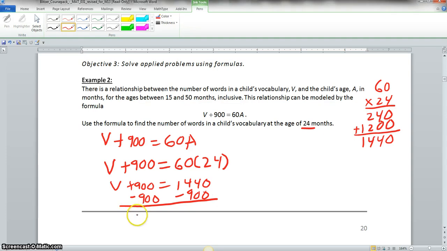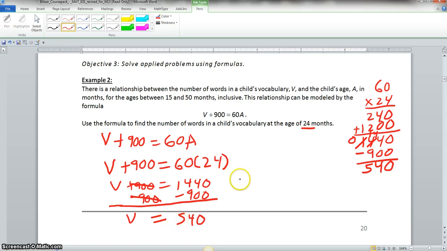So now we will have V is equal to, because these 900s will simplify out, 1440 minus 900. We can go off to the side here. So 0 minus 0 is 0. 4 minus 0 is 4. We cannot subtract 9 from 4, so we'll borrow 1 from this 1. That'll be 0, and this 4 will become 14. 14 minus 9 is 5. So this will give you 540.